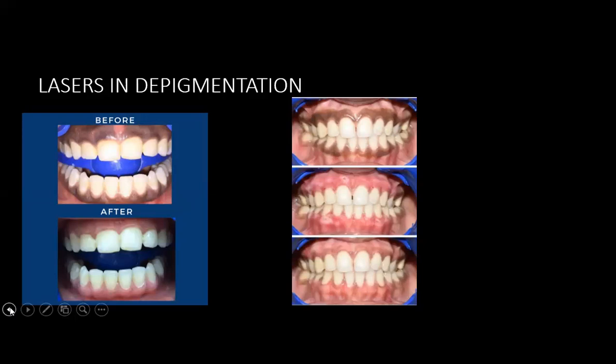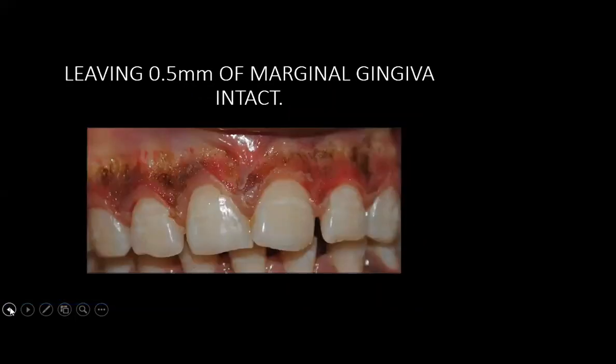So one case I have shown you has an extremely thick biotype and one case has a slightly thin biotype. In both the cases, we have done depigmentation. And one important aspect is, whichever procedure you use for depigmentation, always leave 0.5 millimeter of marginal gingiva intact. Why? Because if you try to remove the pigments in the marginal gingiva and you're not too experienced doing this kind of procedure, there is a risk that you may damage the marginal gingiva. And this can cause iatrogenic damage, that is, there can be some kind of recession if you do not leave that 0.5 mm of marginal gingiva intact.